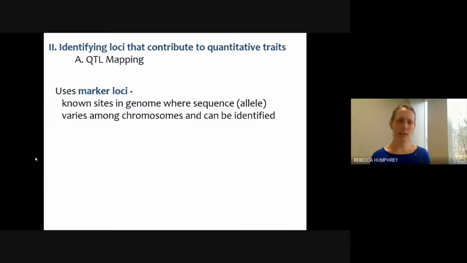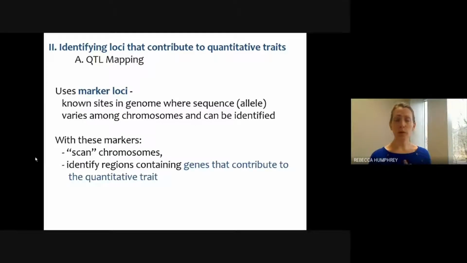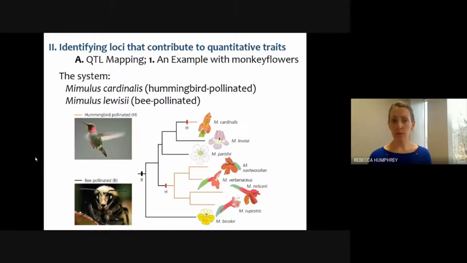Okay, so these aren't necessarily the loci that are influencing the traits. These are just sequences of DNA that we know where they are in the genome. And I think this will make more sense as we get into the logic of QTL analysis. So we're going to use these marker loci to essentially look along the length of the DNA molecules, along the chromosomes, and identify places where we find genes that aren't the marker loci, but other genes that influence our traits. Okay, so that's the logic.